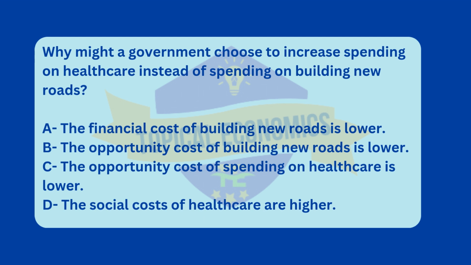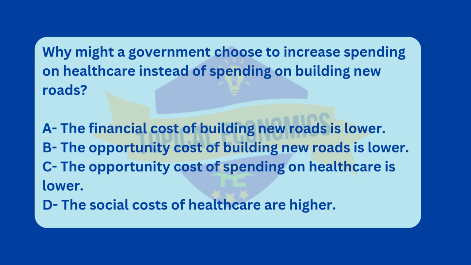If a government chooses to increase spending on healthcare rather than building new roads, the opportunity cost depends on the benefits the government would lose from choosing one over the other. In this case, spending on healthcare might be viewed as having a lower opportunity cost compared to spending on roads. This could be because the immediate and long-term benefits of improved healthcare, such as a healthier population, increased productivity, or reduced future healthcare costs, might outweigh the benefits of new roads, especially if the roads are already in good condition or if the healthcare needs are more pressing.